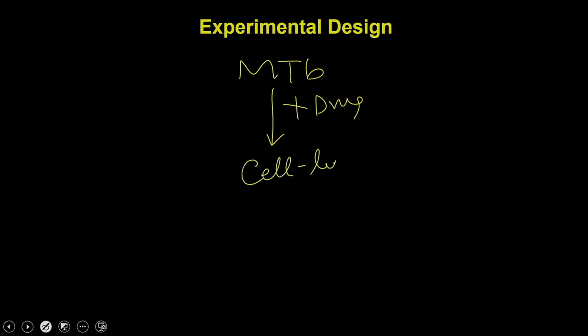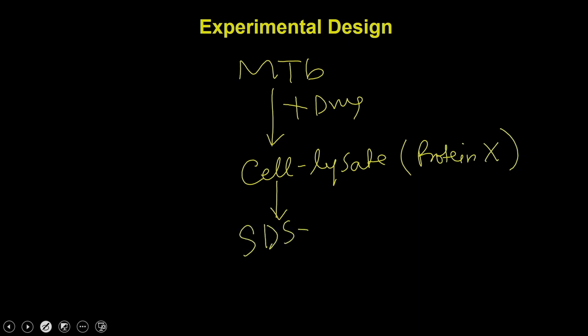So in the experimental design, you can just take the MTB cells, and you first treat them with the drug, and then you prepare the cell lysate, which contains the protein of your interest, protein X in this case. And then you resolve this on an SDS PAGE, because you want to know only the molecular weight, you don't want to know the native molecular weight.